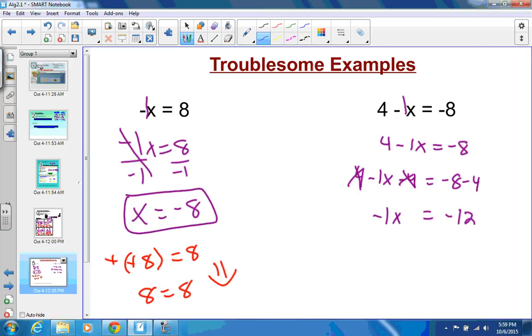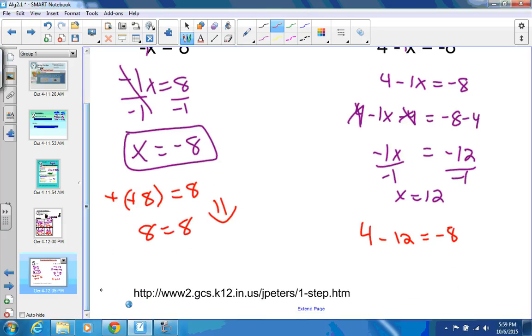And then our last step would be to do that division or multiplication. And since this is multiplication, the inverse would be dividing by negative 1. So x should be equal to 12. And if you wanted to check that, you can plug it back in and get 4 minus x is 12 equals negative 8. And that would be true because 4 minus 12 is negative 8.